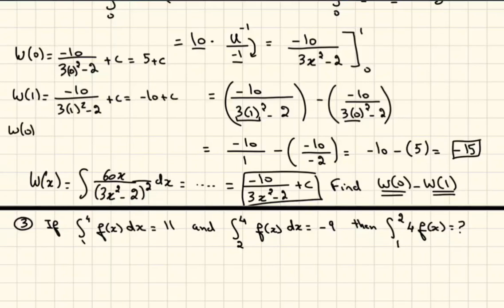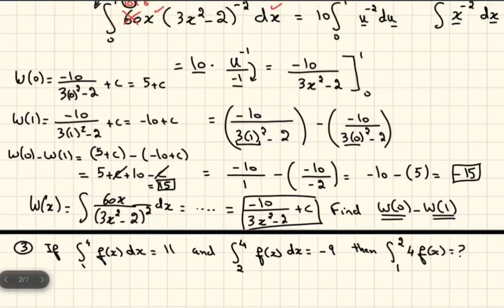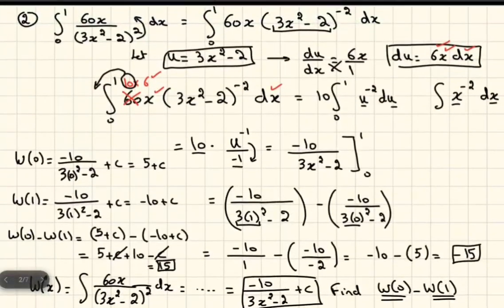Now, if they ask you w0 minus w1, you do 5 plus c minus 10 plus c, which is 5 plus c plus 10 minus c. These two will cancel and the answer here will be positive 15. So please pay attention to the question and how you're solving.